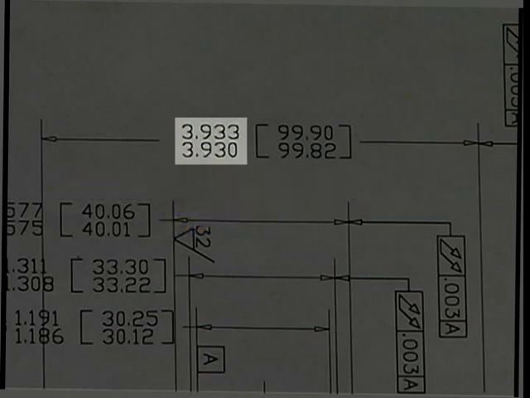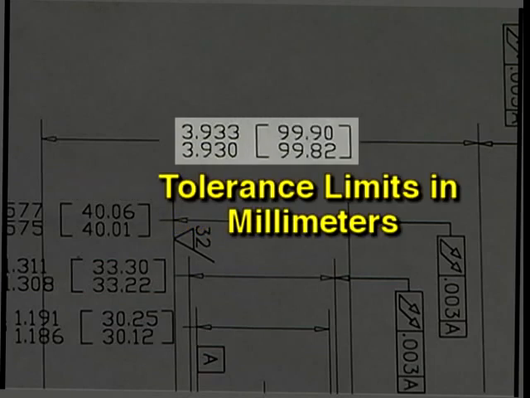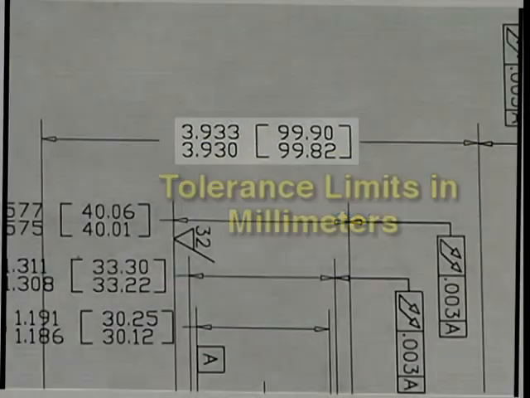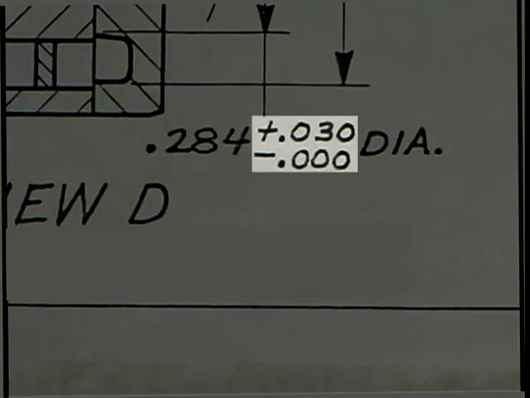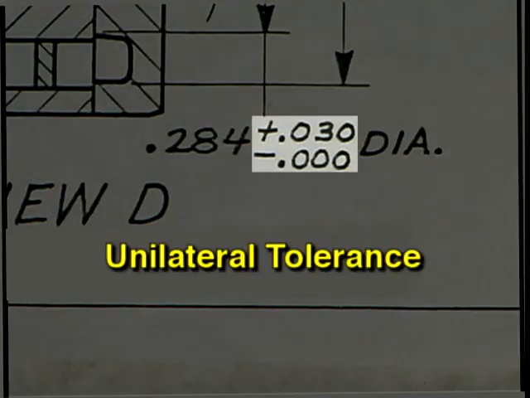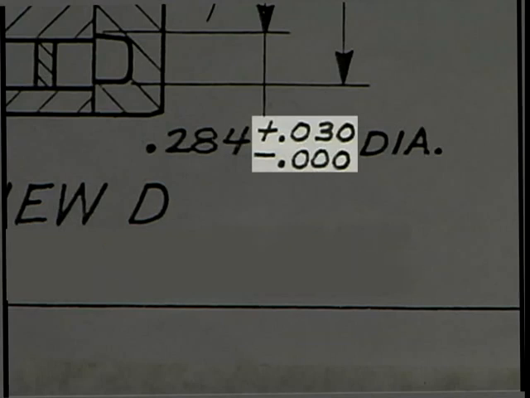Notice that on this dual dimension print, the metric equivalents of the upper and lower limits are noted inside the brackets. Occasionally, the tolerance which is allowed is only on one side of the nominal. This is called a unilateral tolerance. There will only be a plus or a minus tolerance amount given, but not both.